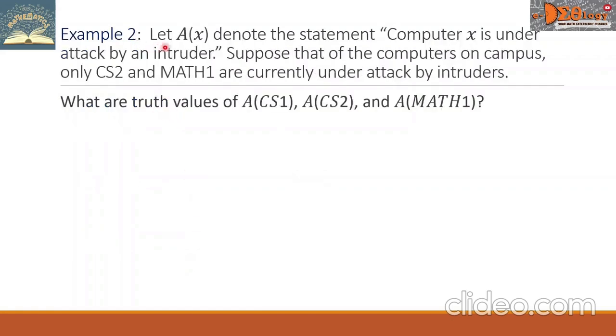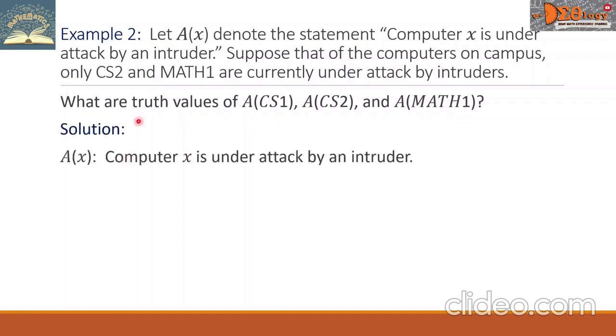Example 2. Let capital A of x denote the statement computer X is under attack by an intruder. Suppose that of the computers on campus, only CS2 and Math 1 are currently under attack by intruders. What are the truth values of A of CS1, A of CS2, and A of Math 1?